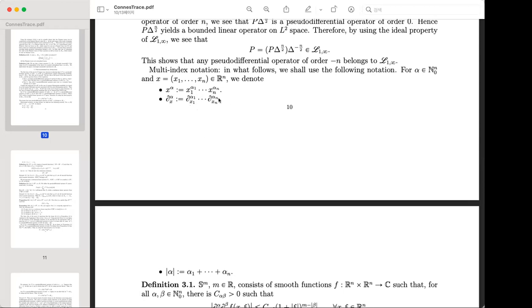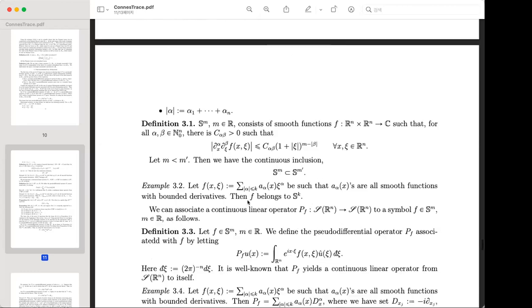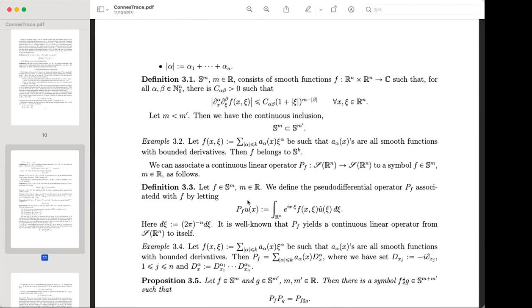So here we can write it down like this, and the order of taking the partial derivatives doesn't matter because they all commute, at least in the case of smooth functions. And the absolute value of the multi-index means the sum of all its components. Okay, so with these notations, let me introduce the notion of the so-called standard symbols.